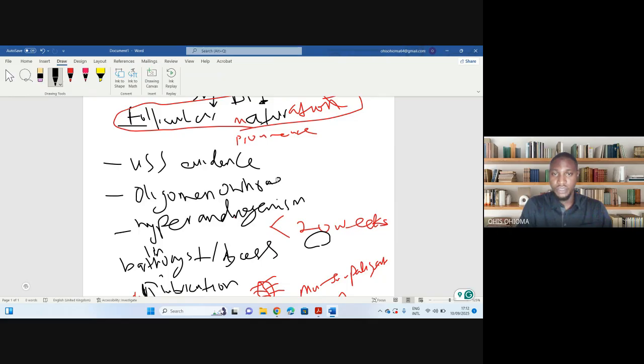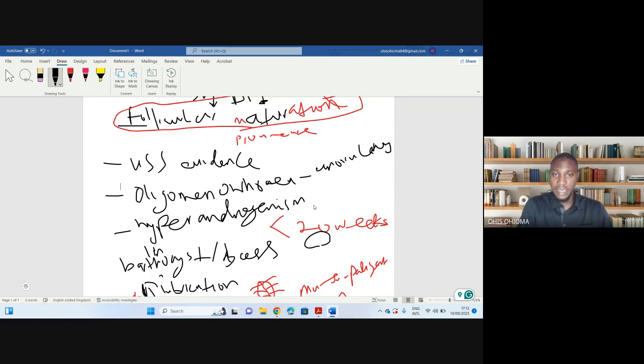But the criteria basically involves 3 things. The first criteria is that there must be ultrasound evidence of enlarged cystic ovaries. The second criteria is oligomenorrhea, which can be anovulation, an anovulatory cycle, right?